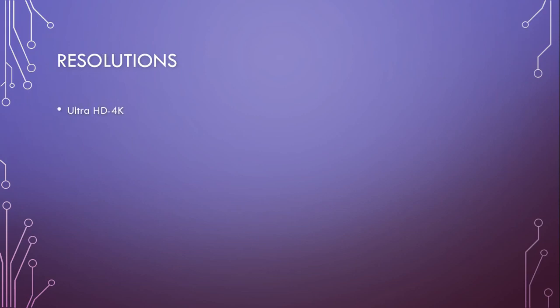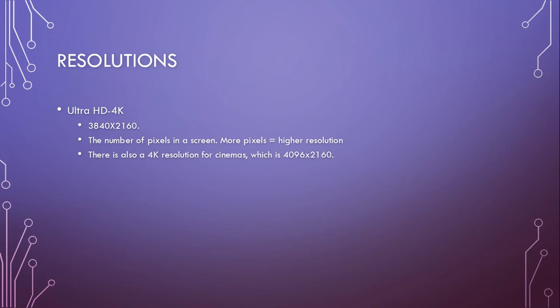All right, so with those resolutions, the first one is Ultra HD, more commonly referred to as 4K, which is 3840 by 2160 pixels. The number of pixels that are in a screen is pretty easy to understand. It's just the more pixels you have, the higher resolution. There's also a 4K resolution for cinemas, and this can be a common misnomer, but cinemas actually shoot at a higher one, which is 4096 by 2160, because it's a widescreen resolution. 3840 by 2160 has a different aspect ratio.